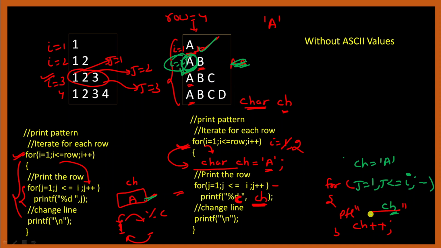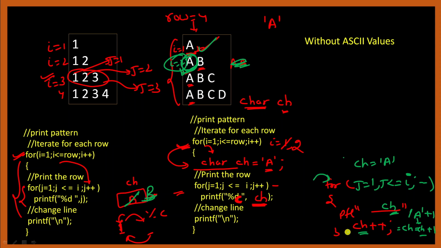Now next time we want b. So before going up in this for loop, we will say ch plus plus. Now what is this ch plus plus doing? It is updating the value of ch. So you can say ch plus plus is ch equal to ch plus 1, right? So that means a plus 1. I will tell you about the ASCII value thing in the next part of this video. But a plus 1 means the next character after a. So the next character after a is b.